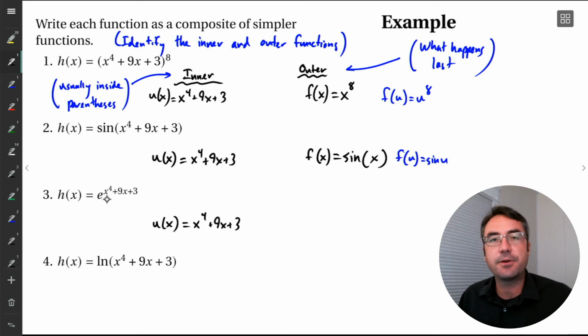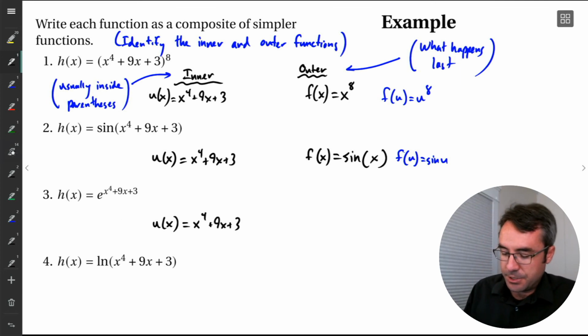So again, think of how you would actually type this into a calculator. If I were plugging in, say, the number 2, I would first raise 2 to the power 4, then I'd add 9 times 2, then I would add 3, and I'd have a result, and then I would take that result and plug it into the exponential function. So the very last thing I'm doing is this exponential function, and the very first thing I'm doing is plugging the number into the polynomial.